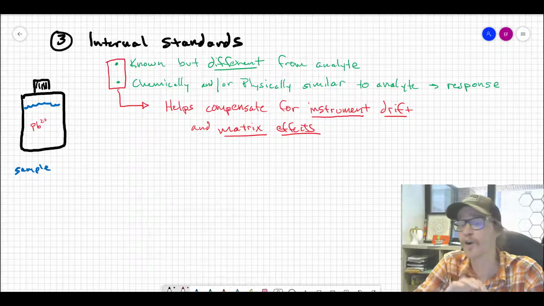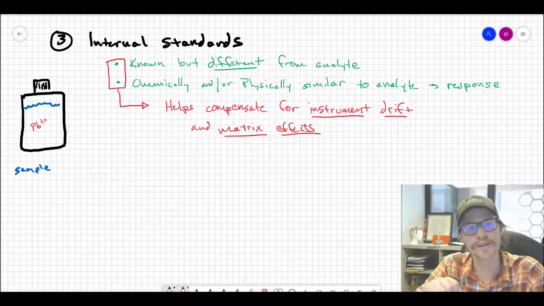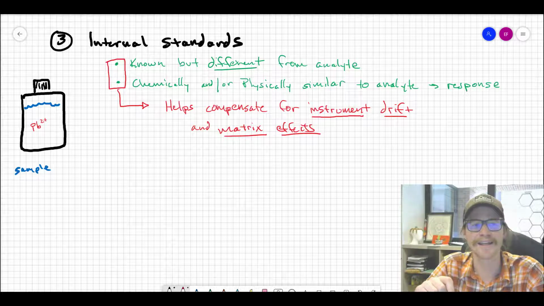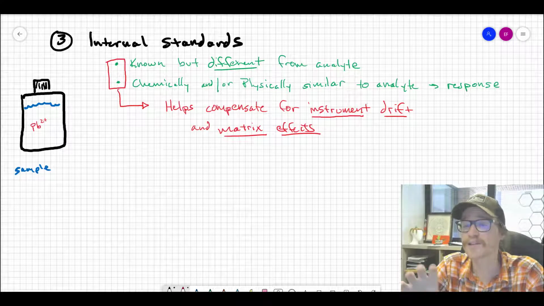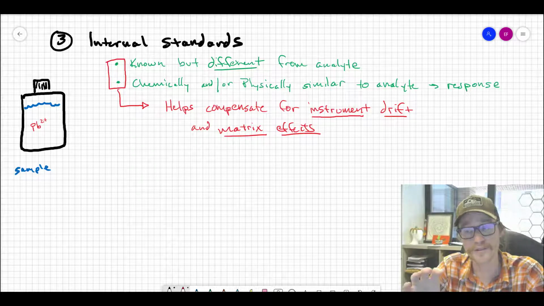You're actually going to add a wholly different molecule or compound or ion, depending on what you're trying to analyze, and you want that thing that you're adding to be known, something you know. But you want it to be selectively different from the analyte, something that your instrument's going to respond to differently, meaning you can differentiate it. But you want it to behave pretty chemically and physically similarly in terms of the response that it's going to generate from your instrument or your method.